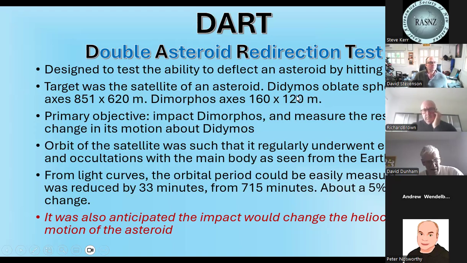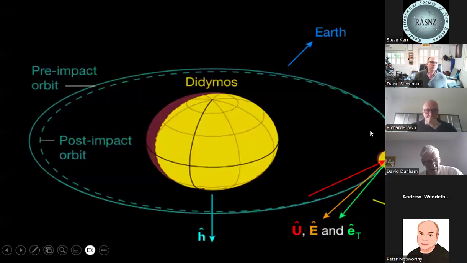Made of rock or something. And the primary objective was to change the orbit of Dimorphos around Didymus. Actually, I'll show it on the next slide. Here's a picture of this situation. There's Didymus and Dimorphos. Dimorphos has an orbit around there.